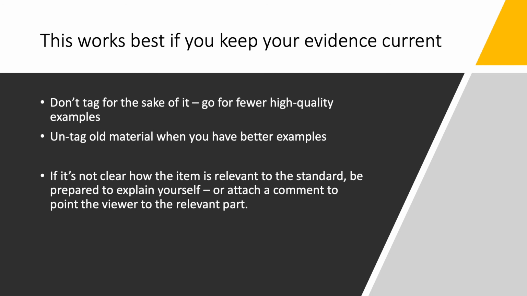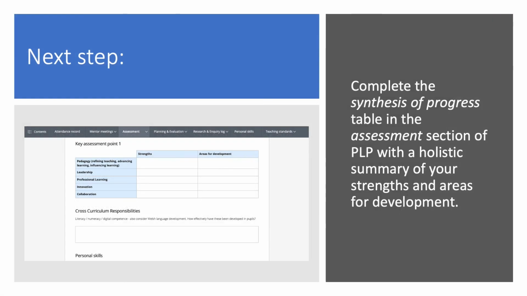So at this point, let's just take stock. You will have self-assessed yourself using the colour codes against every one of the professional standards, and you'll have made sure that at the touch of a button on your PLP, you can bring up relevant pieces of information supporting your ideas about where you are. Now it's time to go into your PLP to open up your synthesis of progress table and to crystallise and synthesise all of that information into more of a holistic statement of your areas of strength and areas for development in each area of the standards.